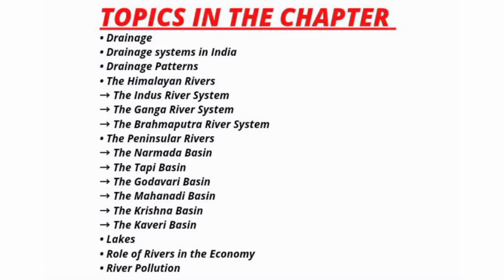Topics in this chapter are the following: drainage, drainage systems in India, drainage patterns, the Himalayan rivers, in which we will discuss the Indus River system, the Ganga River system, and the Brahmaputra River system. The peninsular rivers, in which we will discuss the Narmada Basin, the Tapi Basin, the Godavari Basin, the Mahanadi Basin, the Krishna Basin, and the Kaveri Basin. Lakes, roles of rivers in economy and river pollution.